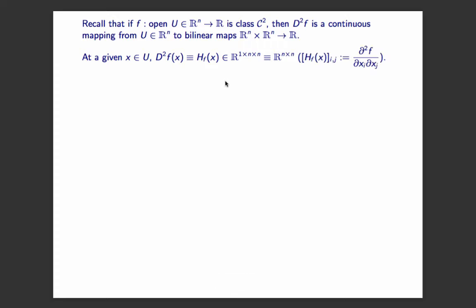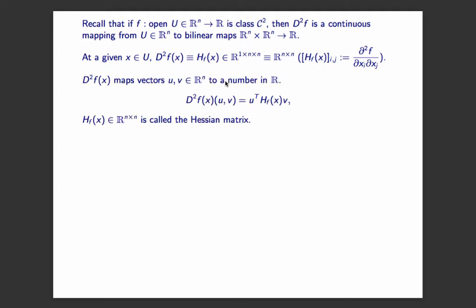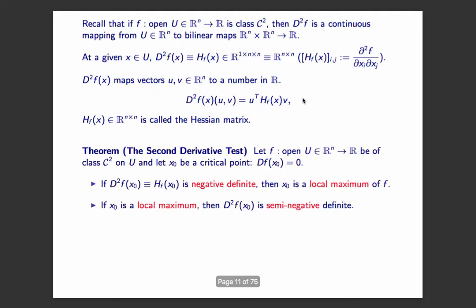Just to remind you of what that looks like, the ijth entry is the second derivative of f, first with respect to xj and then with respect to xi. So the second derivative is a bilinear map. It means it maps two vectors in Rn, u and v, to a number in R. Well, that bilinear map is equivalent to u transpose times the Hessian matrix times v. So now we've refamiliarized ourselves with some of the vocabulary we need for the second derivative test.